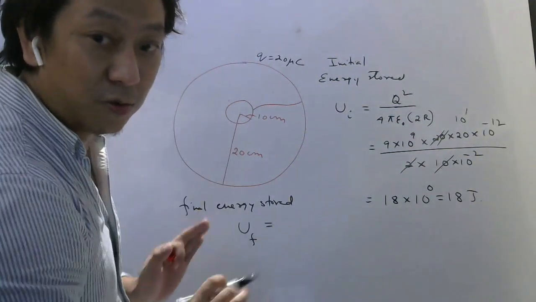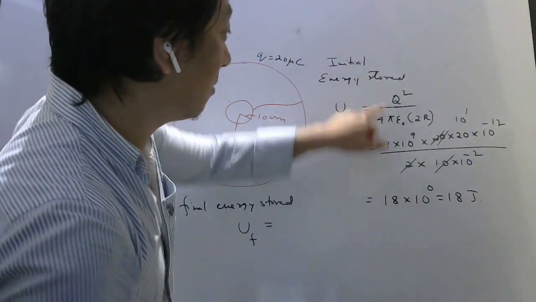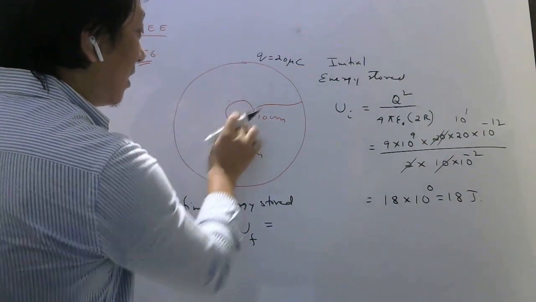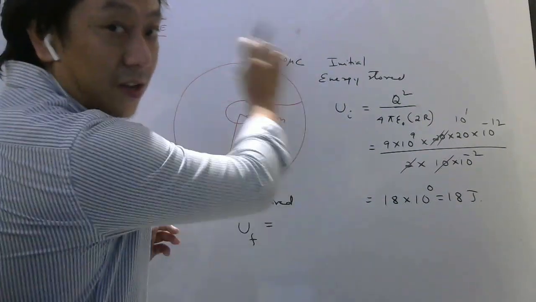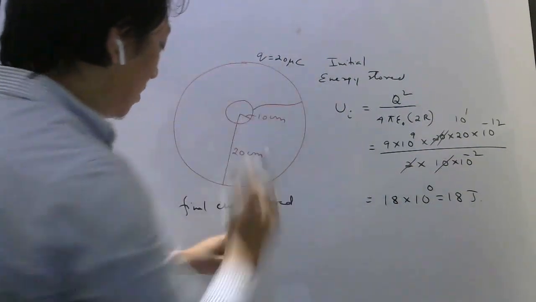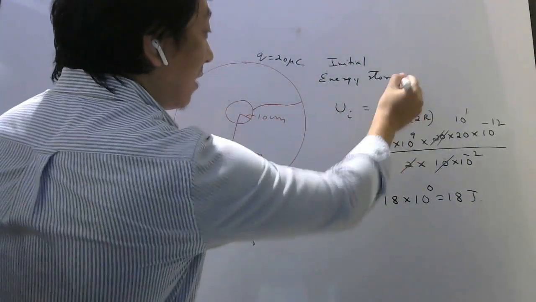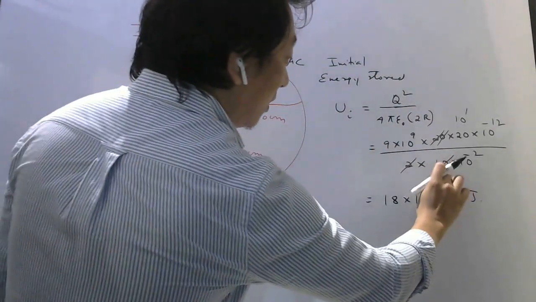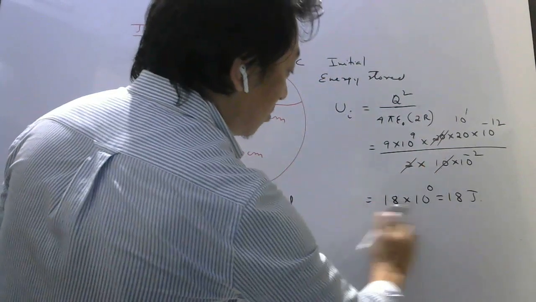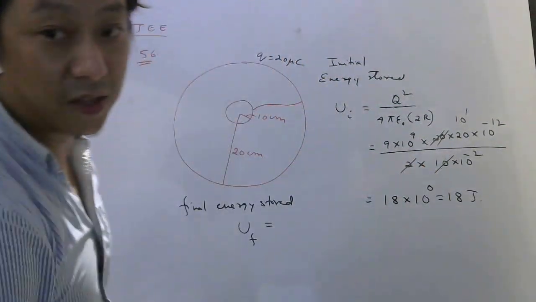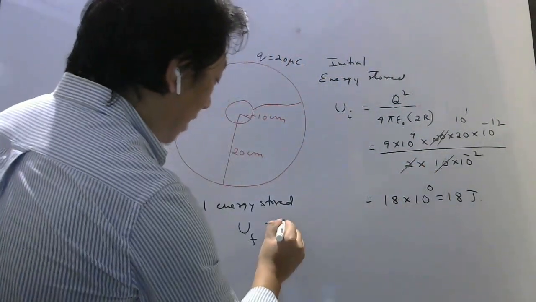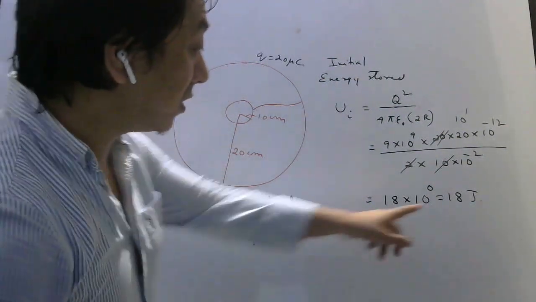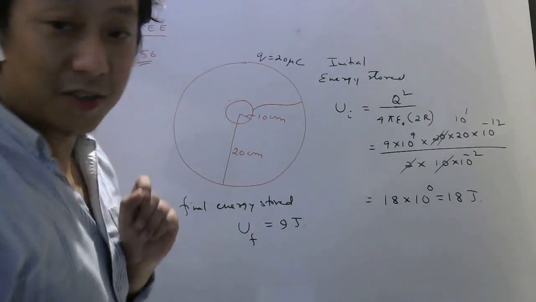Try to do it yourself. I hope you understood, everything is same. Q is same. The only difference is the charge is not in this shell, it is in this shell. So all the charge will go there. The formula will be same, but the radius now will be 20. So if I write 20, there is one extra 2, so divided by 2 in the denominator. If you divide by 2, you will get 9 joules. Now you will think, initially it was 18 joules, now it is 9 joules.